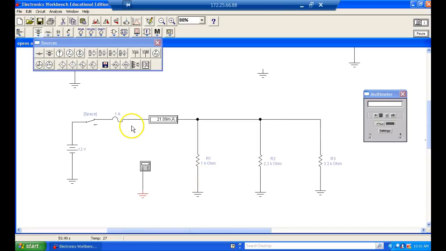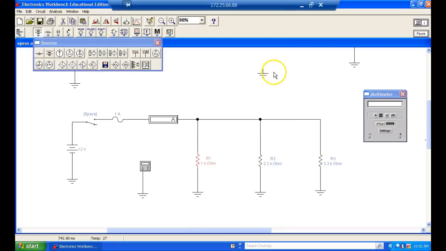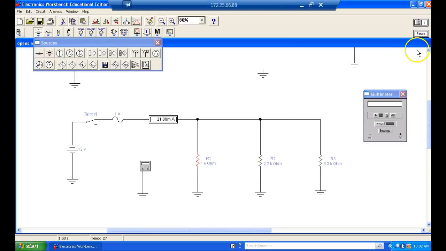So what we'll do first is turn it off and create an open circuit. It takes a little while for the simulation to update, so we'll create an open. This is not an open circuit. This is an open. And then we'll turn the simulation on and close our switch. First, let's take the open out, and let's record our current. So our current is 21.1 milliamps.